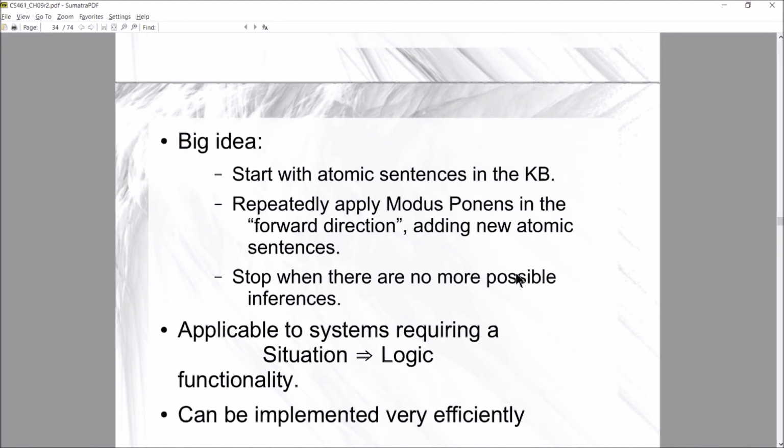And so this is very, very useful for systems that will use this type of functionality. You detect some kind of situation, and that's going to imply that you should do something in response. That there should be some kind of logic that your system responds with. Okay, and this can be done very efficiently, and the textbook goes into a discussion on how to improve it in terms of efficiency. We're going to look at a very basic algorithm just so we can understand how the chaining works in general.